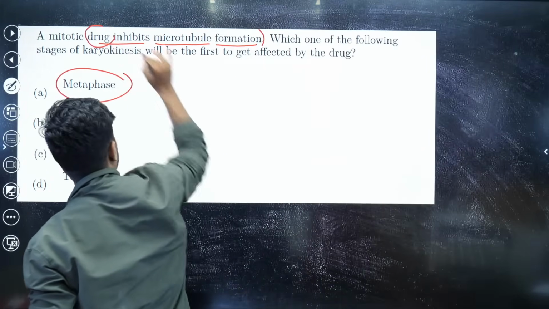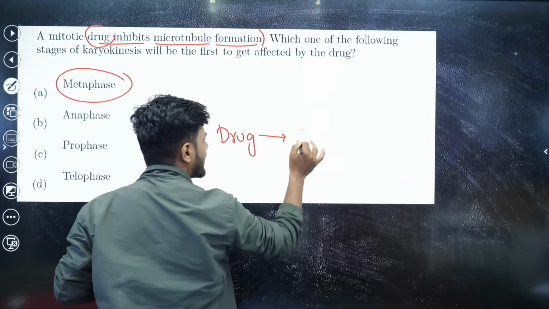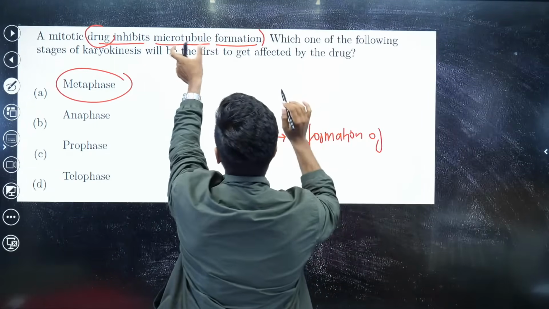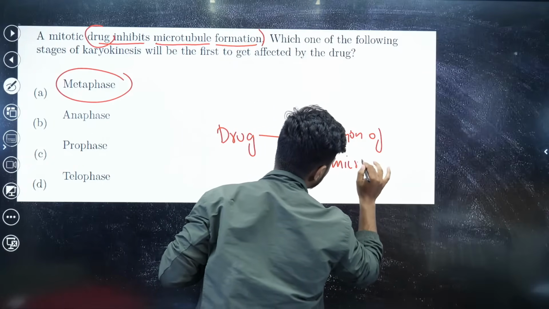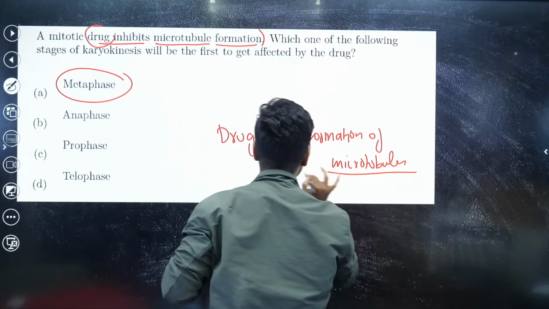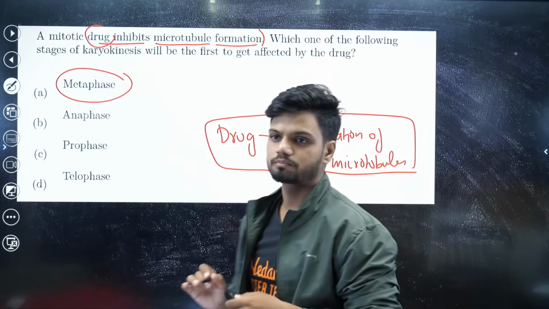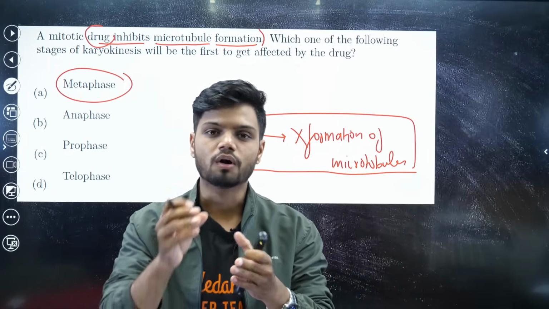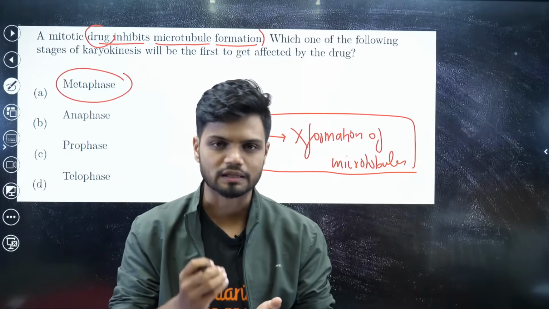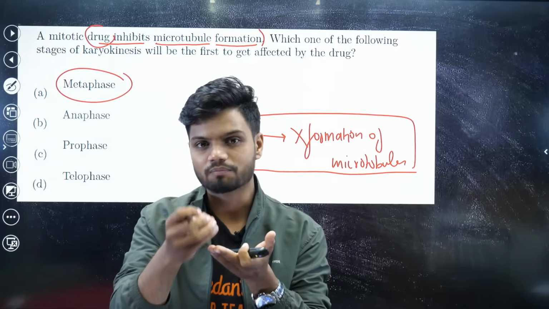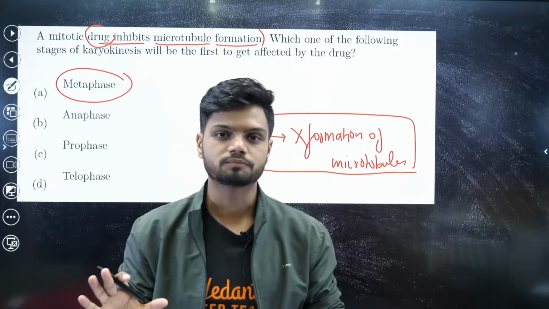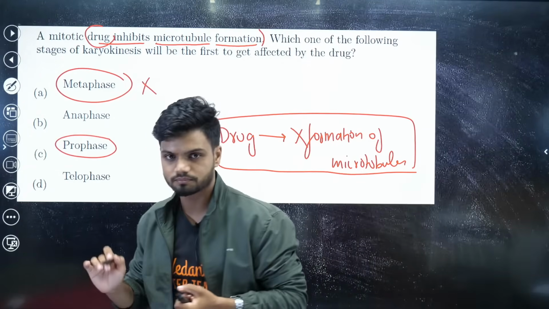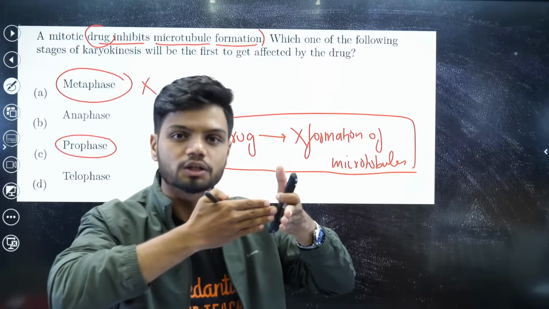So there is a drug which is going against the formation of microtubules. And if you read NCERT, under prophase, there it shows the formation of microtubules. Remember, formation of microtubules happens in the prophase, not in the metaphase. Although microtubules are attaching to the kinetochore in your metaphase.